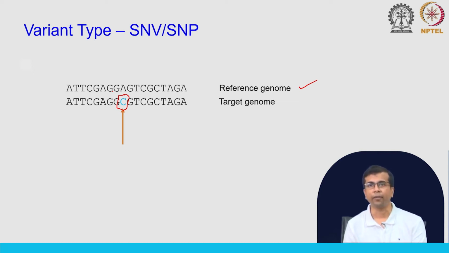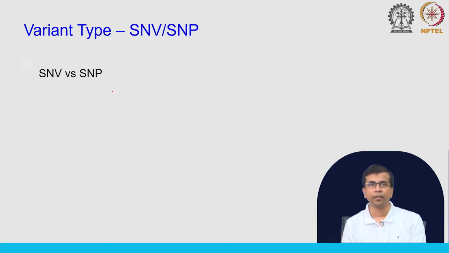Now, you can have not just one such change, you can have multiple changes in nearby regions, and we call them MNVs, multiple nucleotide variations. These are a very small number of changes, maybe 3, 4 at most, and not more than that. So, we have used these two terms, SNV and SNP, and you might be wondering what these two terms mean. Are they the same?